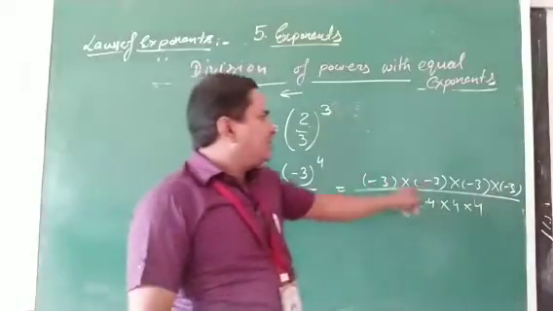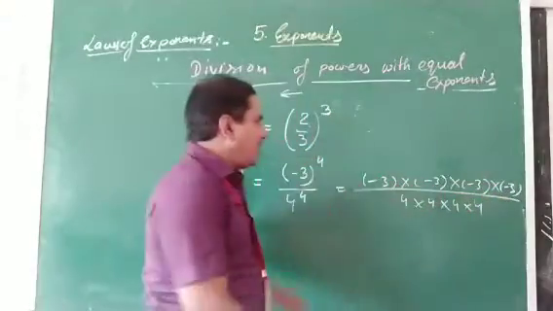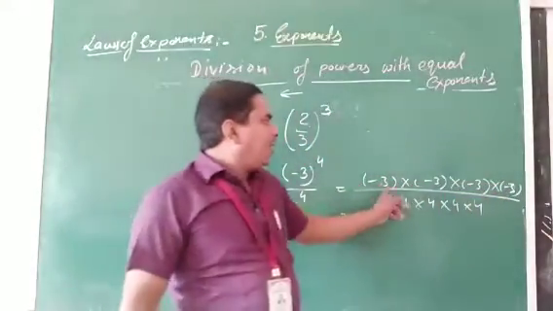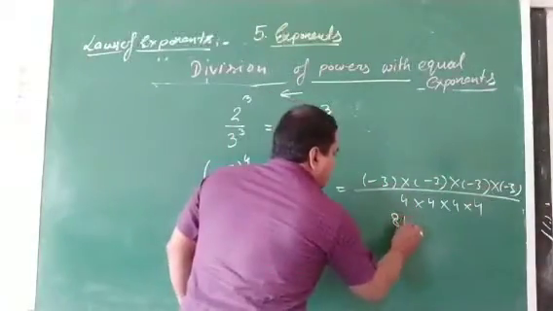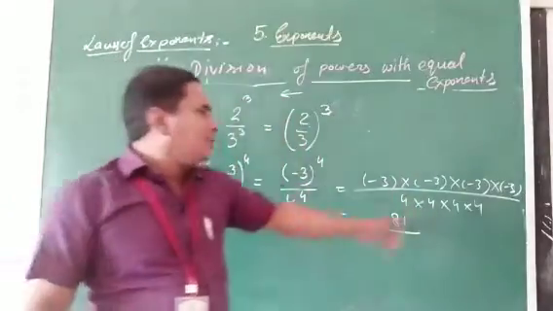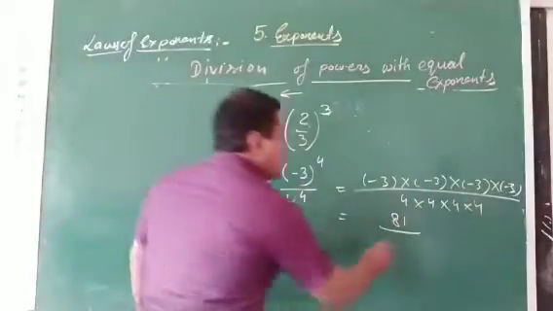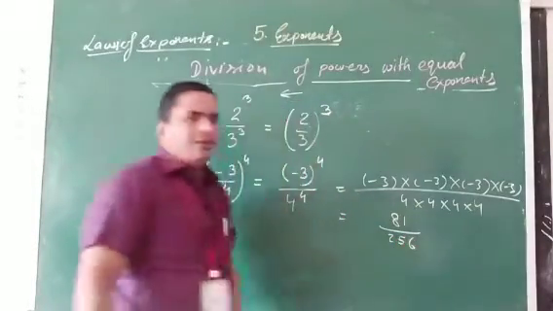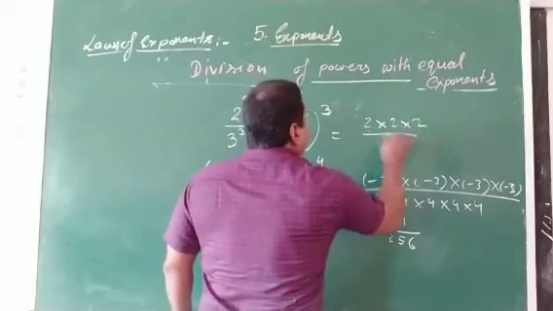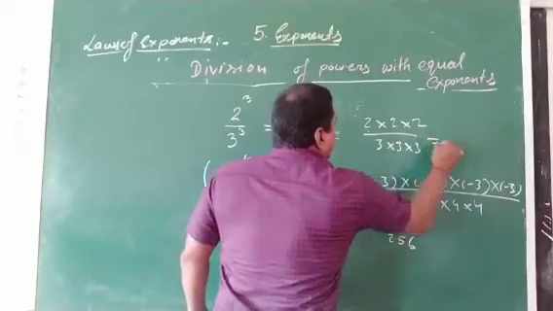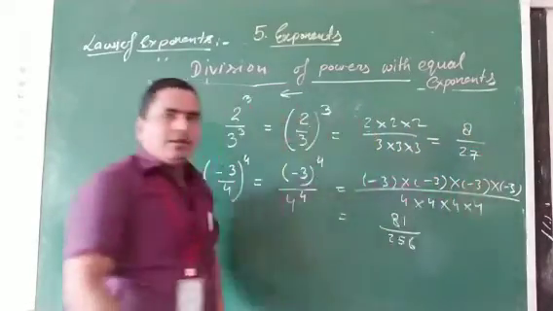Solve this one, multiply this, you will get the answer. Minus into minus is plus, again into minus is minus, again into minus is plus. So multiplying whole, you will get 3 into 3: 3 threes are 9, 3 nines are 27, 3 twenty-sevens are 81. 81 upon 4 fours are 16, 4 sixteens are 64, 4 sixty-fours are 256. Similarly you can solve this one: 2 into 2 into 2 upon 3 into 3 into 3. 2 twos are 4, 2 fours are 8, 3 threes are 9, 3 nines are 27.